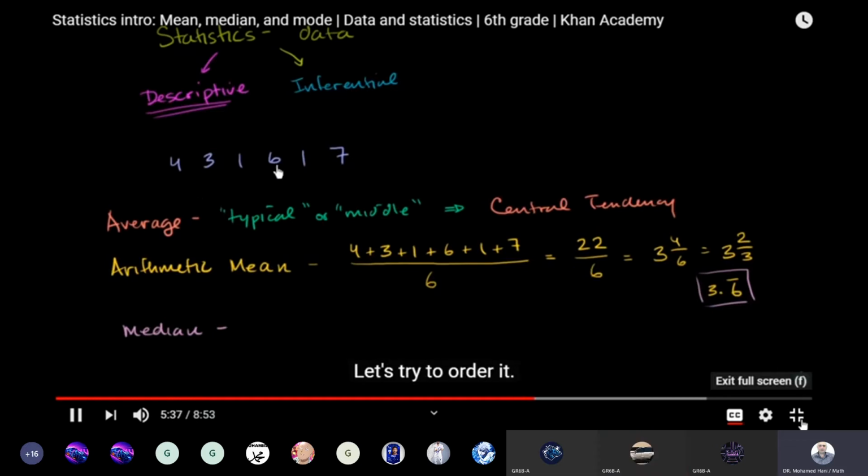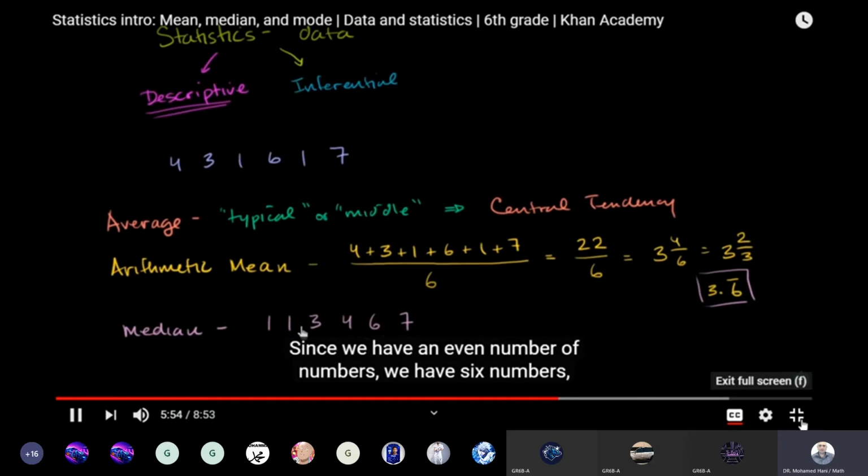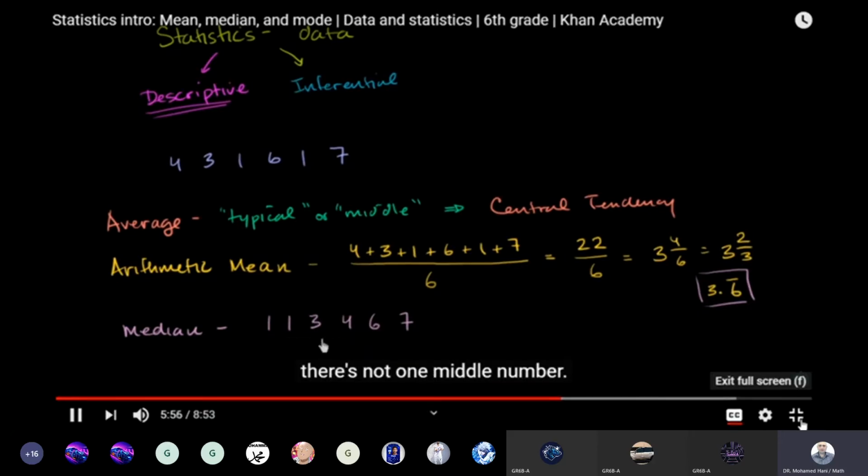Let's try to figure it out. Let's try to order it. So we have 1, then we have another 1, then we have a 3, then we have a 4, a 6, and a 7. So all I did is I reordered this. And so what's the middle number? Well, since we have an even number of numbers, we have 6 numbers, there's not one middle number. You actually have 2 middle numbers right over here. You have the 3 and the 4.